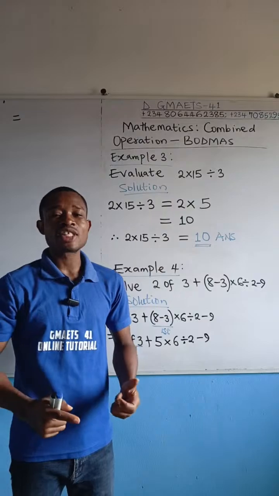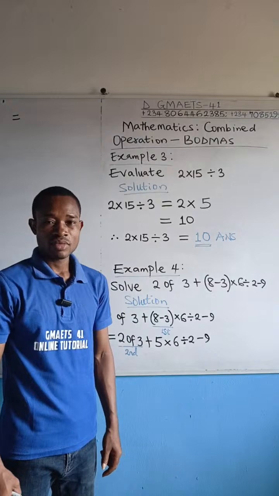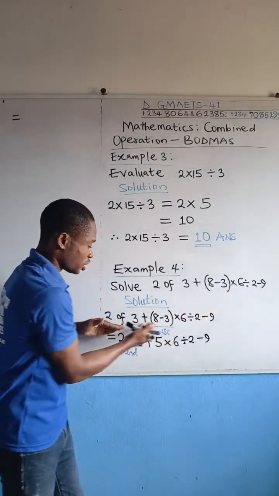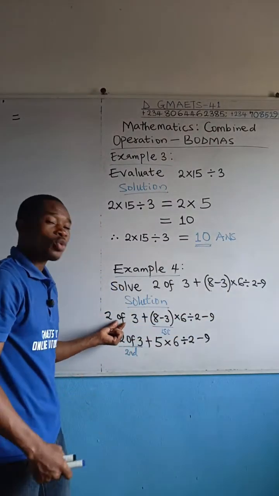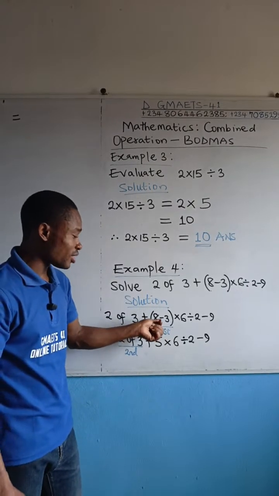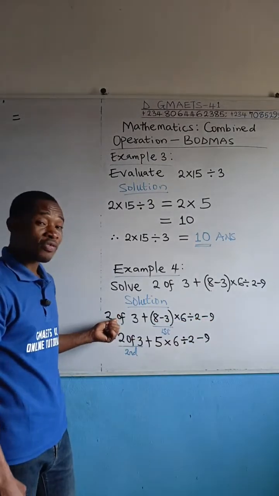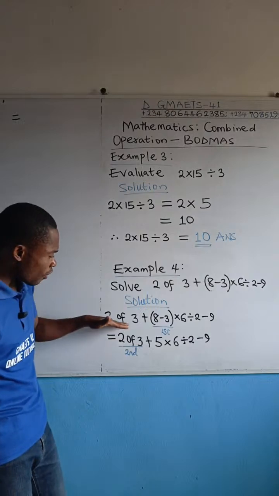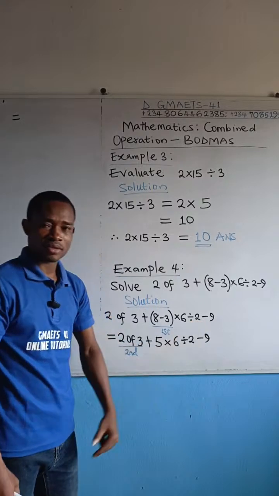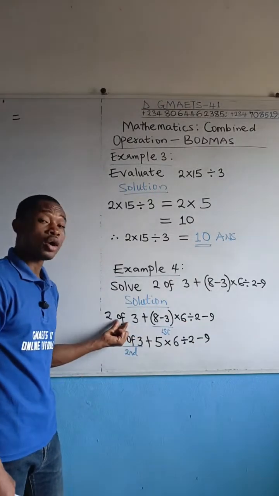But please, my dear friends, don't be too quick to change "of" to times. Because if I change this "of" immediately when rewriting the question before I start solving, somebody is saying 2 times 3 plus bracket 8 minus 3 times 6 divided by 2 minus 9. If I change this "of" to times immediately, the person solving this might be tempted to do 6 divided by 2 first before 2 times 3, because division comes before multiplication.